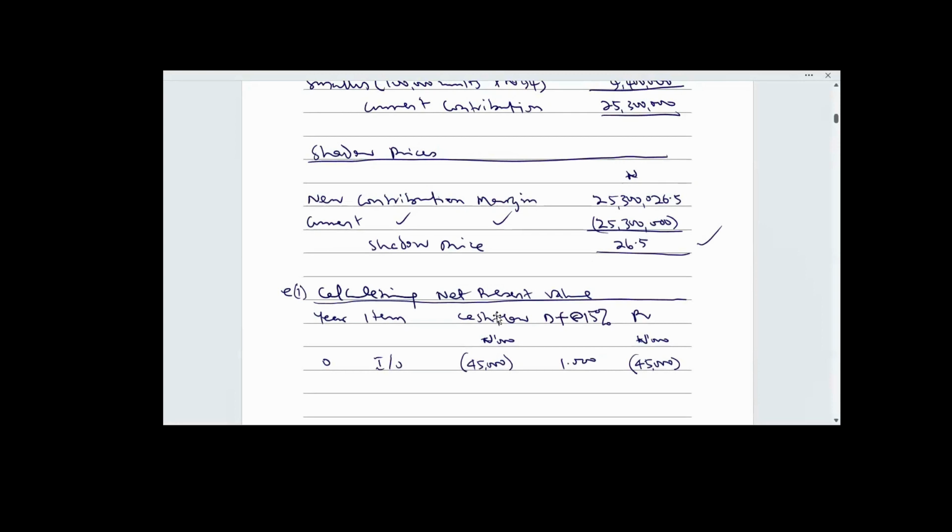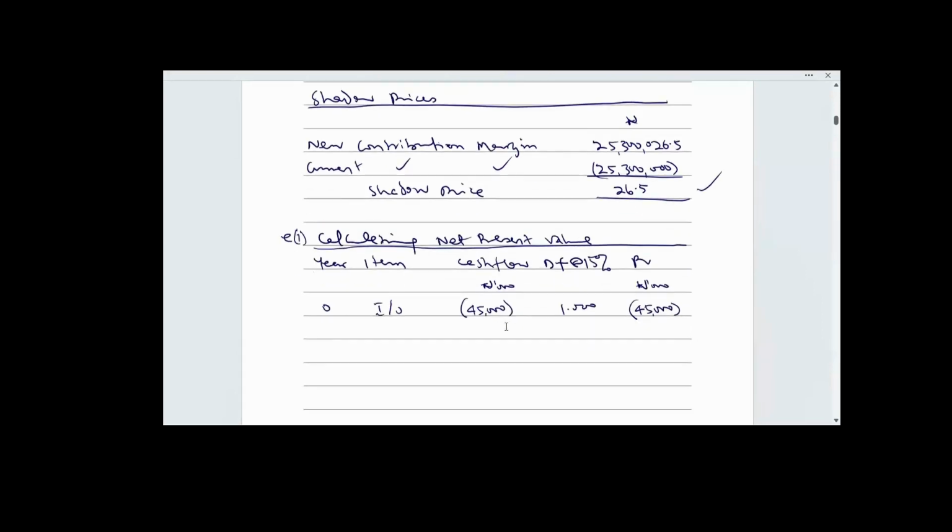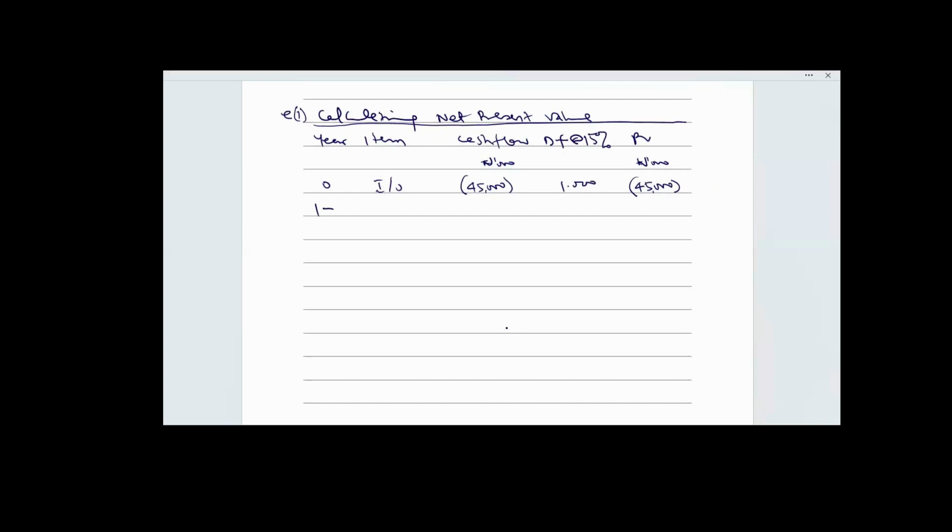The useful life of this project is 3 years. And you can see in the question, you are not given cash inflow. You are the one that will determine the cash inflow yourself. We've already done that. Our cash inflow is the current contribution margin of 25,300,000. So for year 1 to 3, annual contribution of 25,300,000. So we need to calculate the annuity factor of year 1 to 3 at 15%.